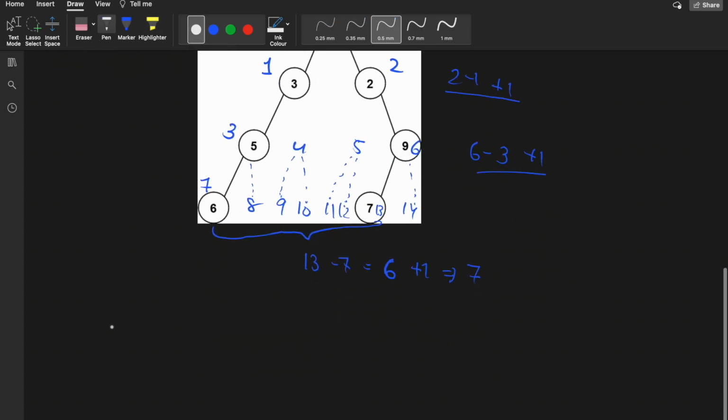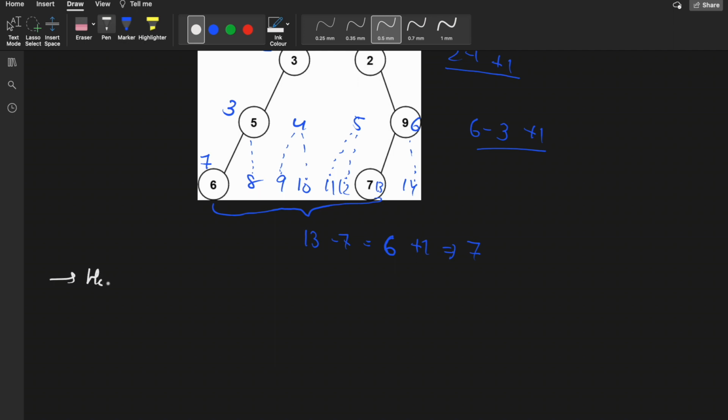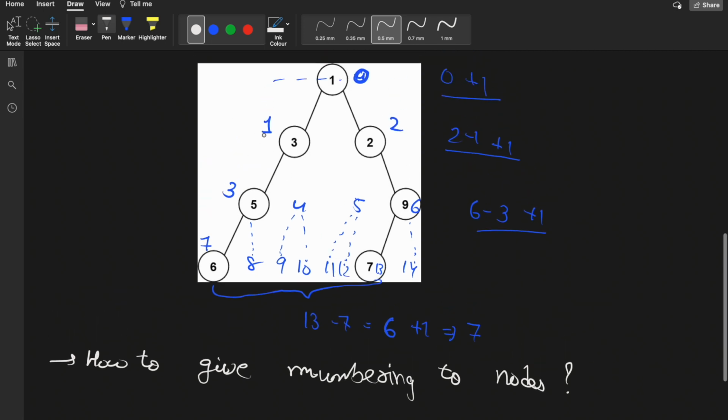What is our next question? Our next question is how to number the nodes, how to give numbering to nodes. Here we followed the sequence 0 1 2 3 4 5 6 7 8 9 10 11 13 14. But is there any other way, without following the sequence, that we can give the numbers directly from the parent?